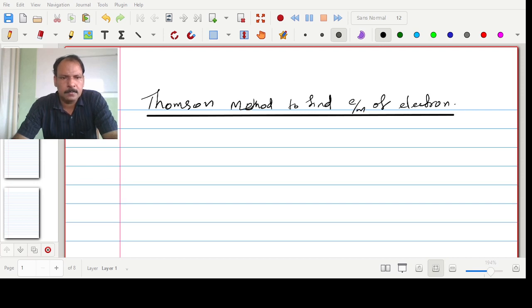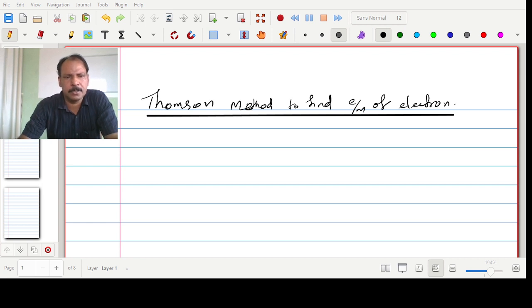Good morning. In this class we discuss the Thomson method to find the charge to mass ratio of an electron. We can use the Thomson method to find e/m of an electron, and in this class we will be discussing the theory of the Thomson experiment to determine the charge to mass ratio of the electron.